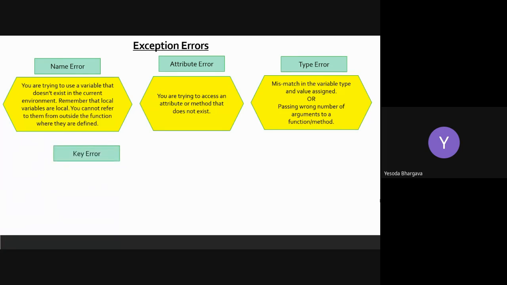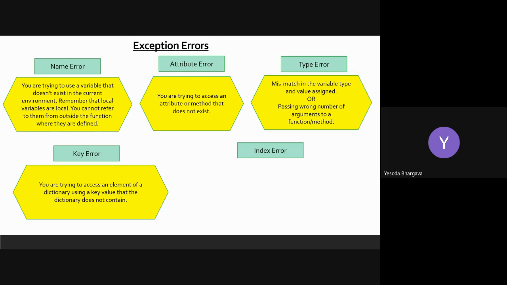Next comes key error. So any takers? In maps, if we try to access a key that doesn't exist. Okay, yes. Or you're trying to access an element of a dictionary, or any other data type which has keys, using a key value that doesn't really exist.